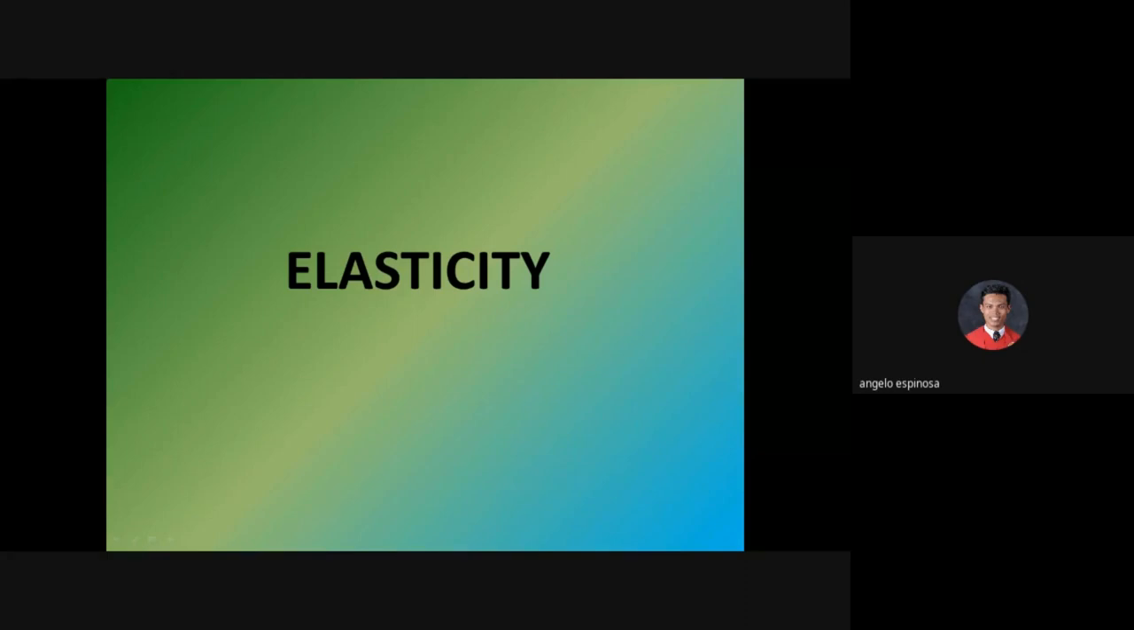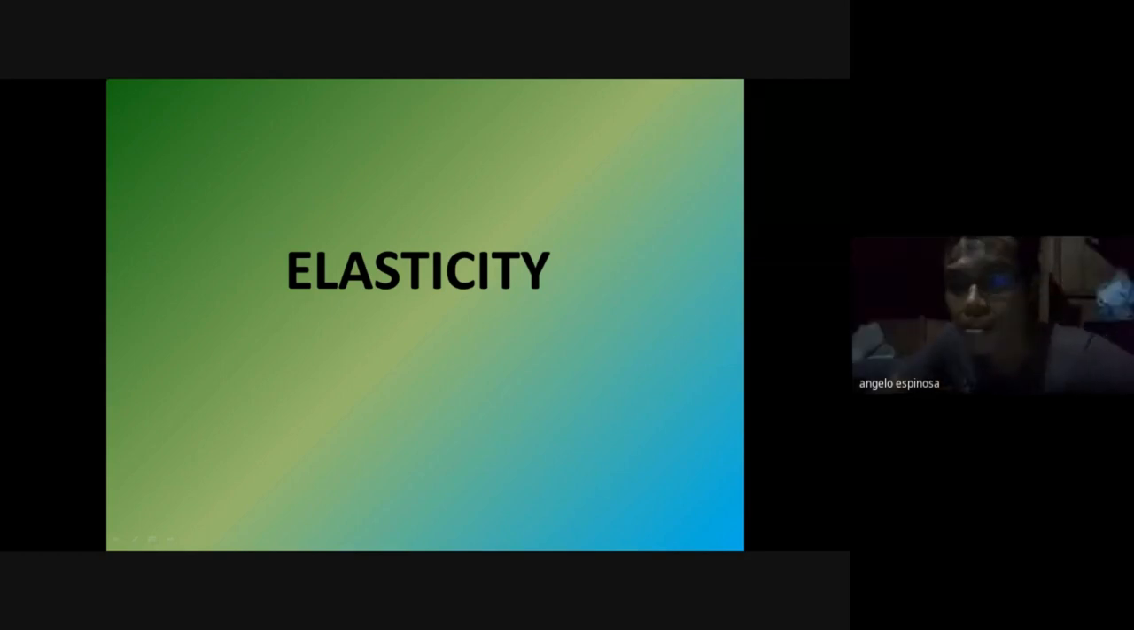Manual sa ibang review requirements, review materials, manuals nila, only have elasticity of the mind. Okay, they only have elasticity of the mind, which is yung price elasticity of the mind, income elasticity of the mind, and cross price elasticity of demand. Yun lang ang meron sila.